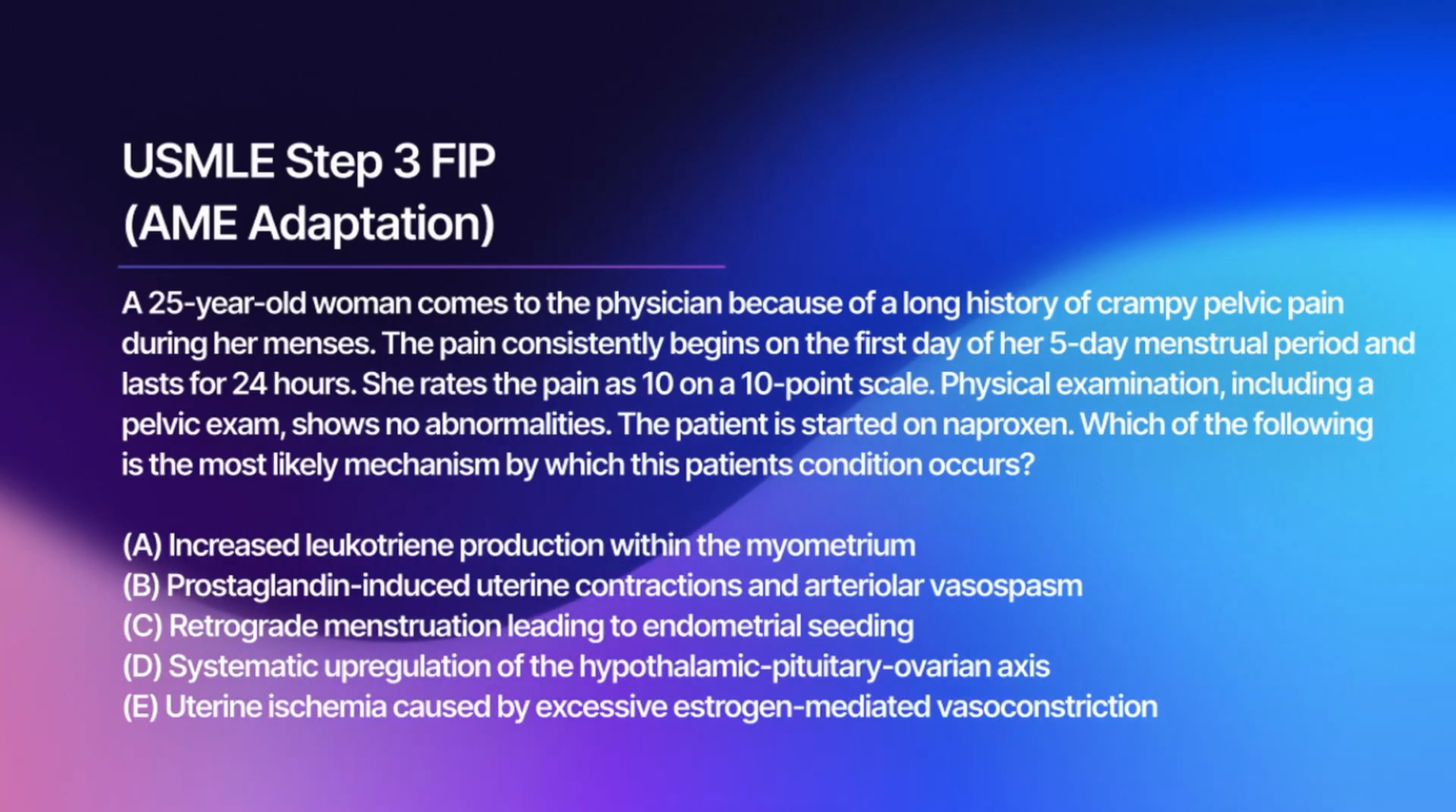The mechanism of the patient's condition. For the sake of discussion, we already know this is dysmenorrhea. I thought we asked the mechanism or pathogenesis of the condition on the step 1 question. Didn't we do that already? So why are we doing it again in step 3 in the fundamentals of independent practice?